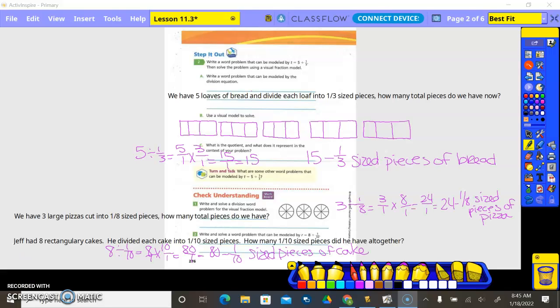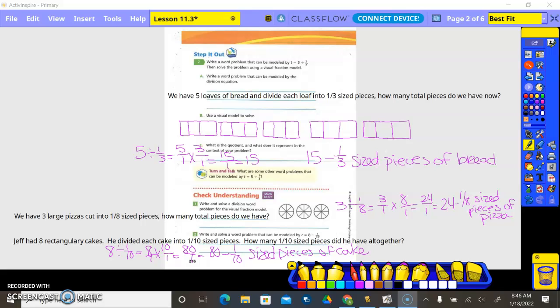Okay, so for number 1, the question that we came up with was we have 3 large pieces cut into 1/8 size pieces. How many total pieces do we have? So over to the side, we worked our equation. 3 divided by 1/8, which equals 3 over 1 times 8 over 1, which equals 24 over 1. So we had 24 1/8 size pieces of pizza. Okay. We had a total. It was broken into more pieces, so that meant we had to divide, and then we got our quotient.